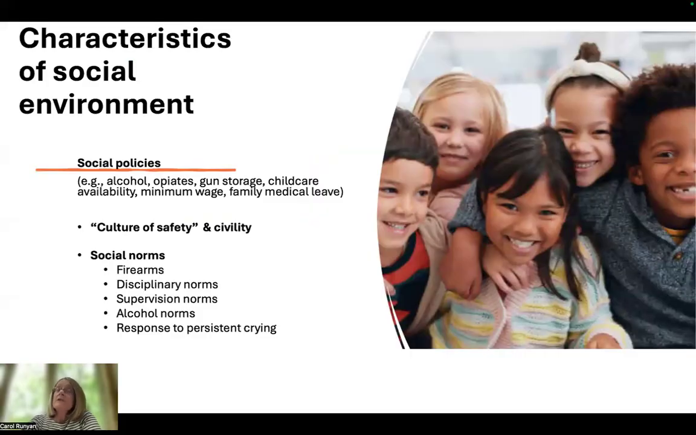And then comes characteristics of the social environment. Things that are governed by social policies, things like policies about access to alcohol, to opiates, policies about safe gun storage, the availability of childcare, the minimum wage, family medical leave. Those are ones that have actually been shown to be effective in reducing child maltreatment.